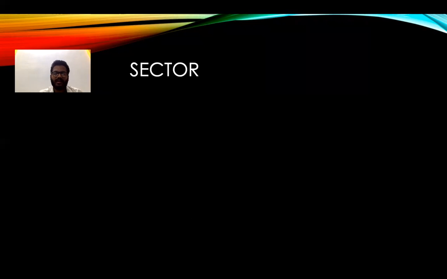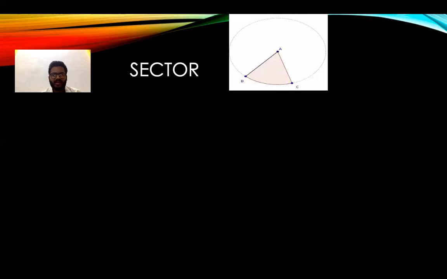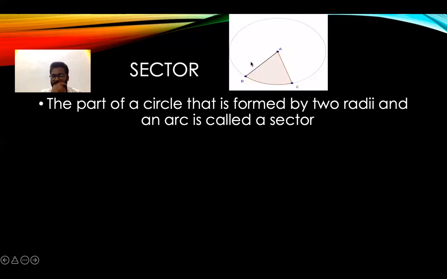Let us see what is a sector. See, we have two radii here, AB and AC, and BC can be called an arc, right? And the part of a circle that is found between these two radii and an arc, we call a sector. The colored part we call a sector. Even the part which is not colored, that is also a sector. Why? Because that is also formed by two radii and this arc. What is this arc? That is the major arc.